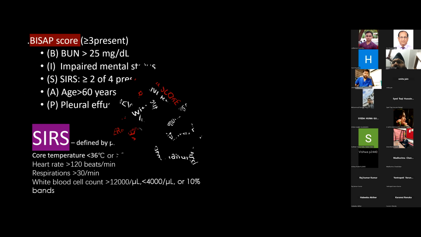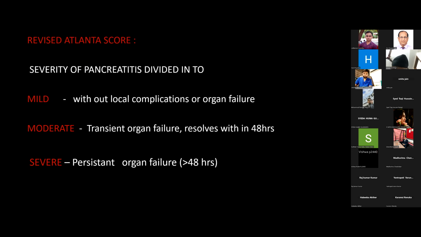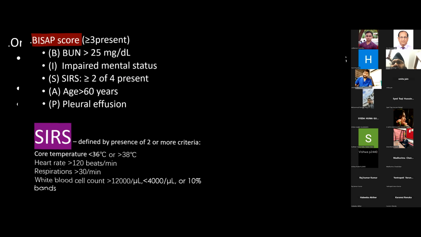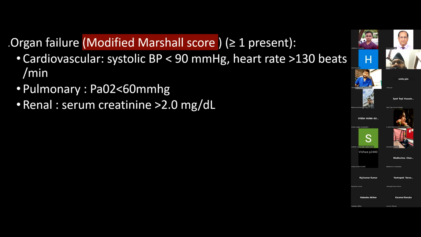Actually, in the revised Atlanta score, we discussed organ failure. This organ failure we can assess by using the modified Marshall scoring, by assessing 3 main systems: cardiovascular, respiratory, and renal. In the cardiovascular system, if systolic blood pressure is less than 90 and heart rate is more than 120 beats per minute. Pulmonary, if PaO2 is less than 60 mmHg, and in renal, if serum creatinine is more than 2 milligram per deciliter. In these 3 systems, if 1 or more is present, it is considered as organ failure.